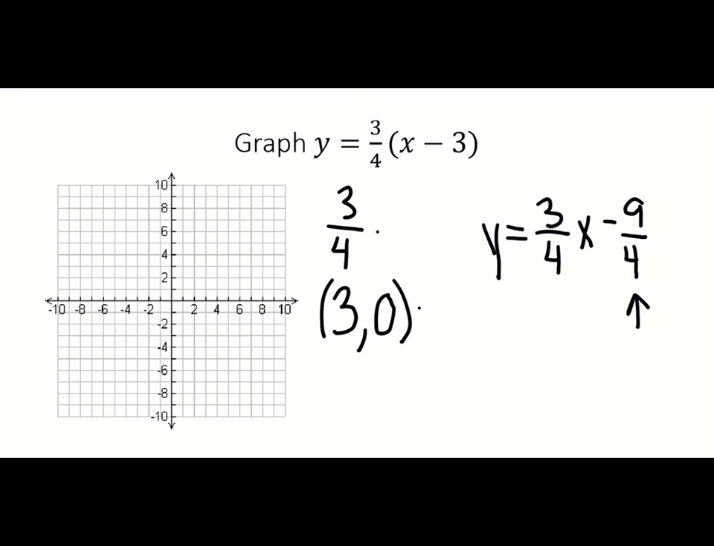So we're going to plot a point at 3, 0. And then we're going to count our slope. Up 3 over 4. And I can go up 3 again, but I can't go right 4 again. So if I reverse this from my original point, I'm going to go down 3, left 4. Connect these to make a line.